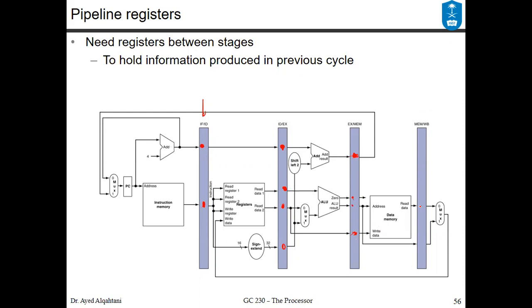Similarly, here you save the outcome of the data memory in case you have a load, and the outcome of the ALU in case you have an R-type instruction. Among other things as well, this is just some of them. You need to save the controls. You need to save anything that is between two stages, and you save them in the pipeline registers. So that's a hardware cost that you need to apply to your hardware to make it pipeline.